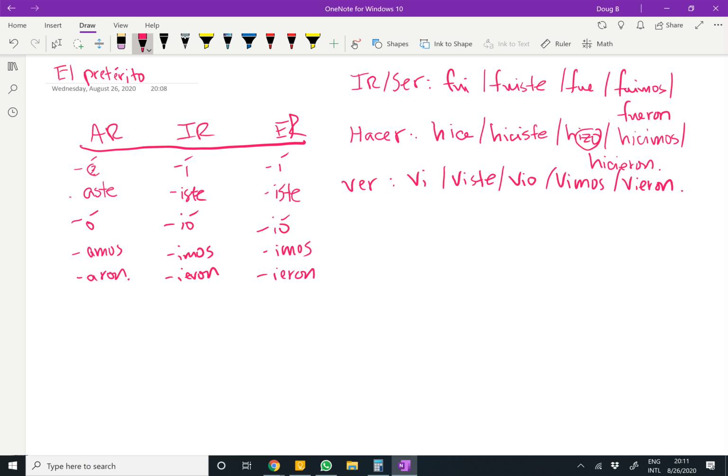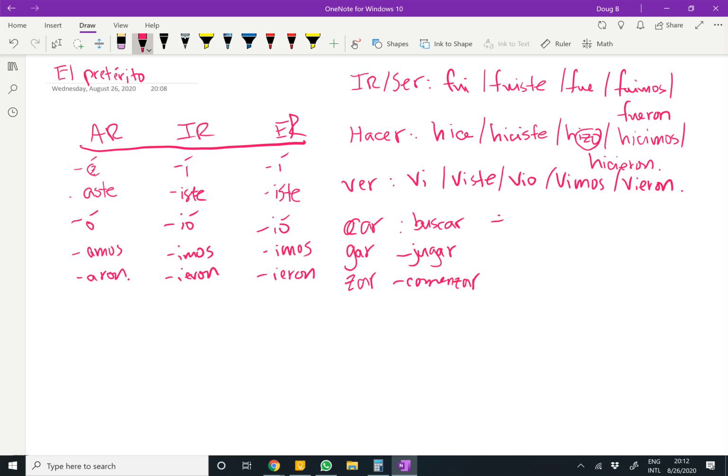More exceptions. I got way more exceptions for you guys. Then there are the orthographic changes that happen with verbs that end in car, gar, zar. I'll give you an example. Car would be like buscar. Gar would be jugar. Zar, comenzar.